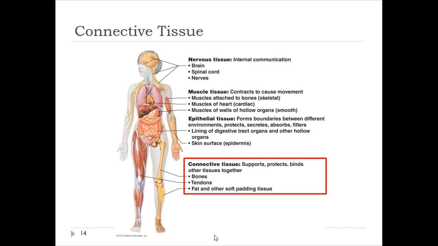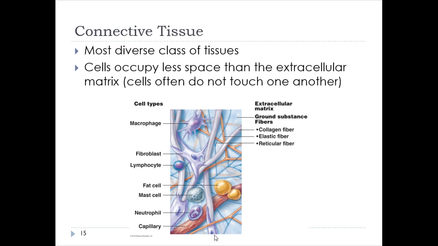Our next video is going to concentrate on connective tissue. Connective tissue is the most diverse type of tissue because it could be blood, bone, tendons, fat, so many different types of things. But connective tissue is going to be used for support, protection, binding, and holding other tissues together. So what you're going to see with connective tissue is there are so many different types of tissue that come together as connective.